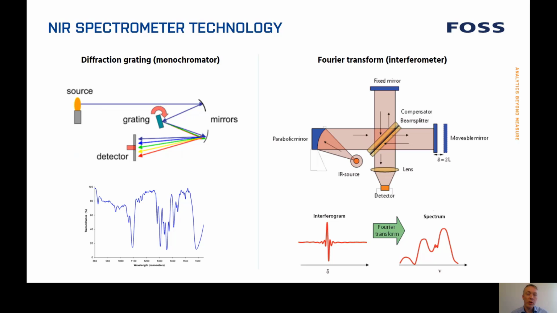FOSS has many years of experience with both types of spectrometers, and we have found that the optimal use of the technologies is to use Fourier transform in the mid-infrared and the monochromator-based technology in the near-infrared. I will get further back to this in the next couple of slides.